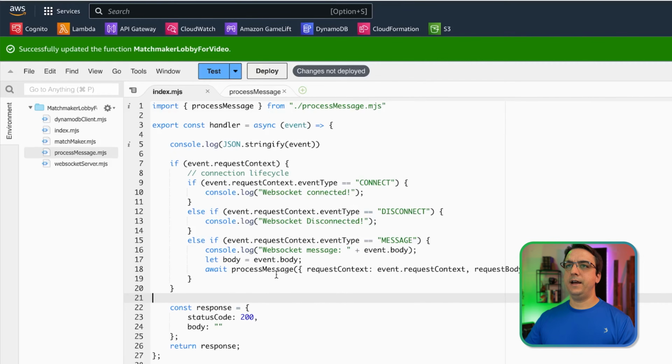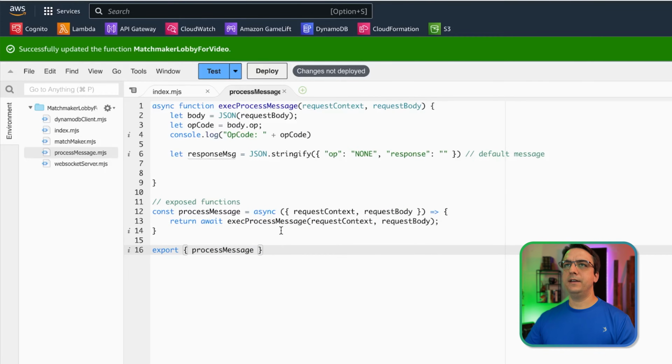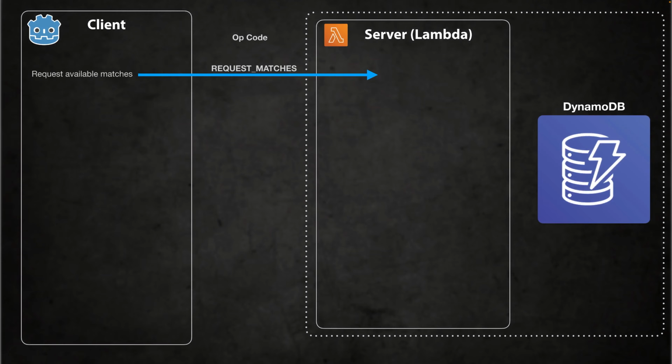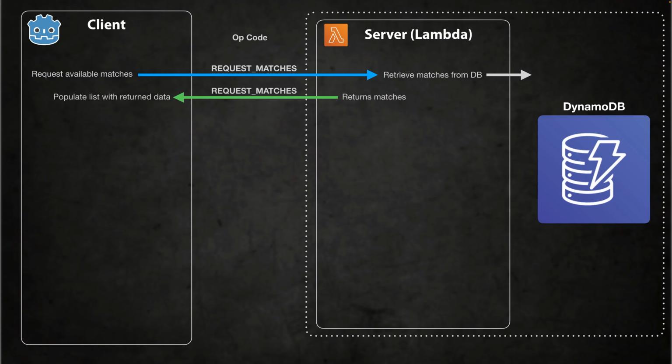We're also going to look at how to stub out this disconnect function later, but for now, all the messages that come in will come through this process message function. So if we look back in our process message, we need to handle all the messages that we saw in the last video. When we make a request from the client, we send that request matches opcode, and then we retrieve the matches from the database and return that to the client.